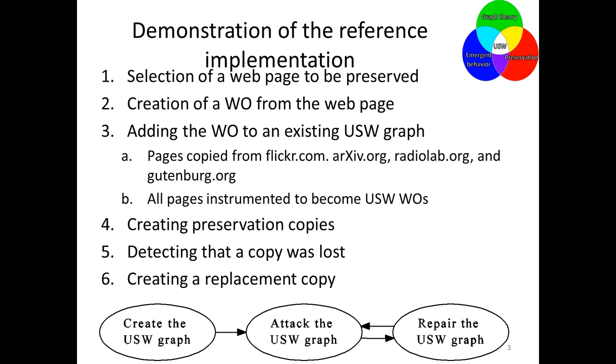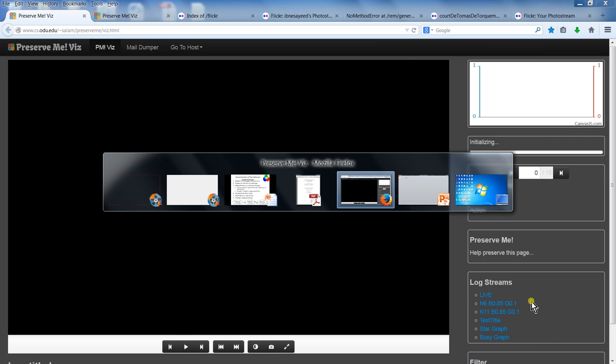The USW graph was created from pages copied from Flickr, archive.org, radiolab.org, and Gutenberg, and they were all instrumented to become web objects. Part of the long-term preservation of web objects is that they have to make copies. We'll demonstrate when a copy is lost, detecting that loss and making a replacement copy. And this is how we will do that.